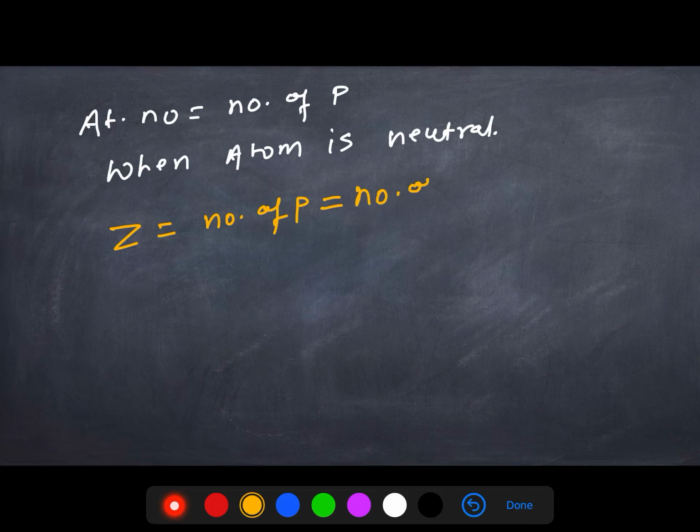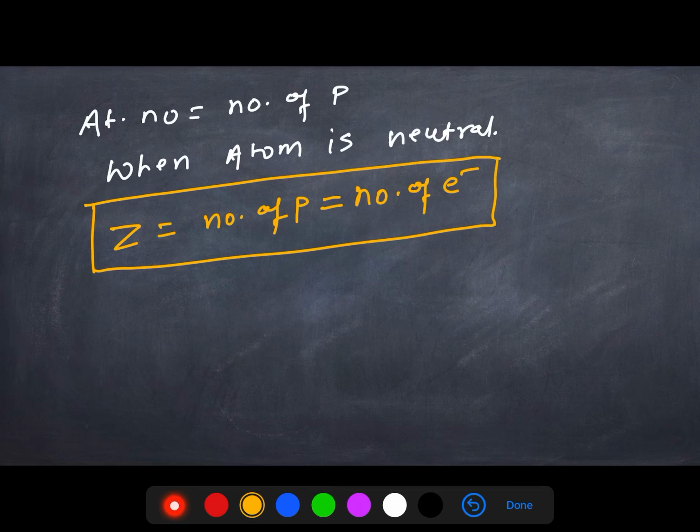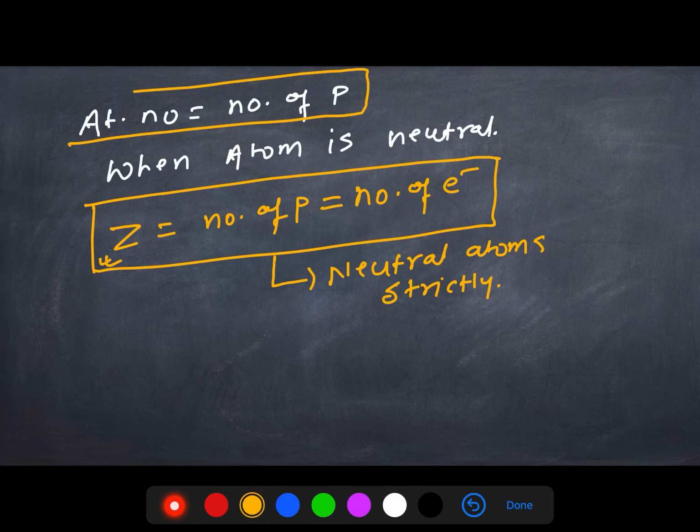This will always be the case, doesn't matter whether it's an ion or not. We'll see that soon. But it will also be equal to the number of electrons as the condition would demand, right? According to the condition for neutrality of the atom, the number of protons must be equal to the number of electrons, and that should be equal to the atomic number. This particular case you are not going to apply on non-neutral atoms or ions, right? In case of neutral atoms only, this is for neutral atoms strictly. We'll say that the number of protons will be equal to the number of electrons, and that will be equal to the atomic number just for the neutral atoms, right?